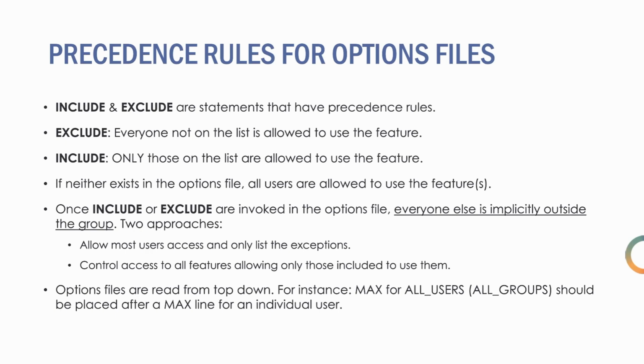The options file is read from top down. There's an example here where I use the max keyword and have it set to all users, and then I want to have another max line for an individual user. I need to make sure that the max line for the individual user is first, so that user is identified before all users are identified, because an individual user is part of all users, and if all users is called out first, then the individual user cannot be called out after that.